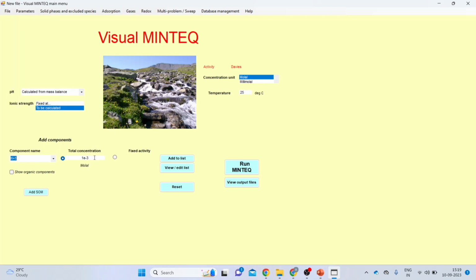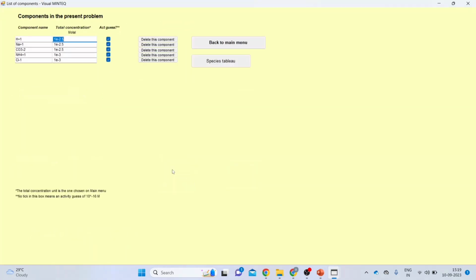And finally we have H plus, total H, and total H was 10 raised to minus 2.5. We add it to the list. There was nothing mentioned about opening or closing of the system, so we will assume the system to be closed. So let's see what components we have added.